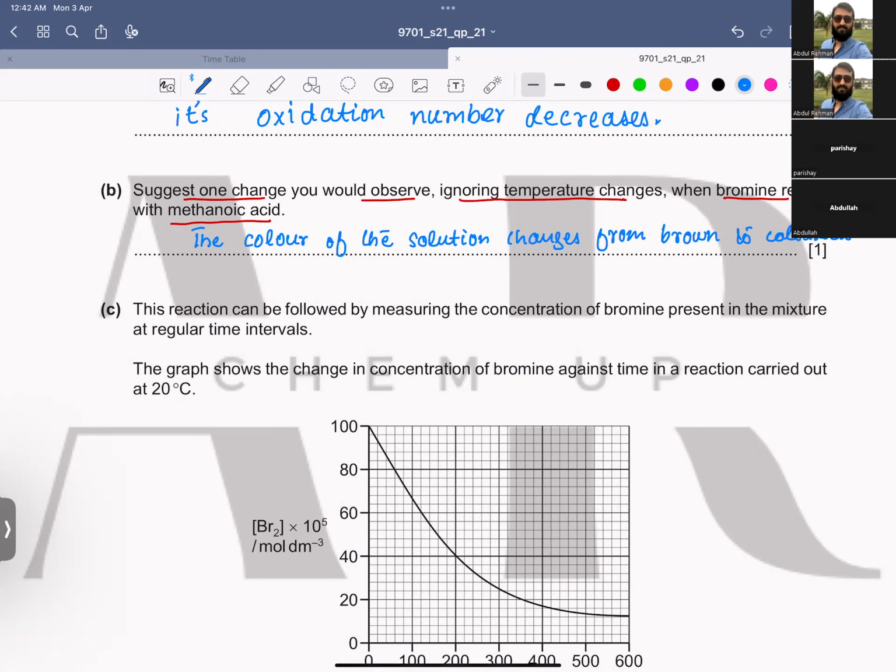Sir, orange or brown? Okay. So I have written brown over here. Beside this brown, orange or reddish brown or red is also accepted by the examiner. Okay.